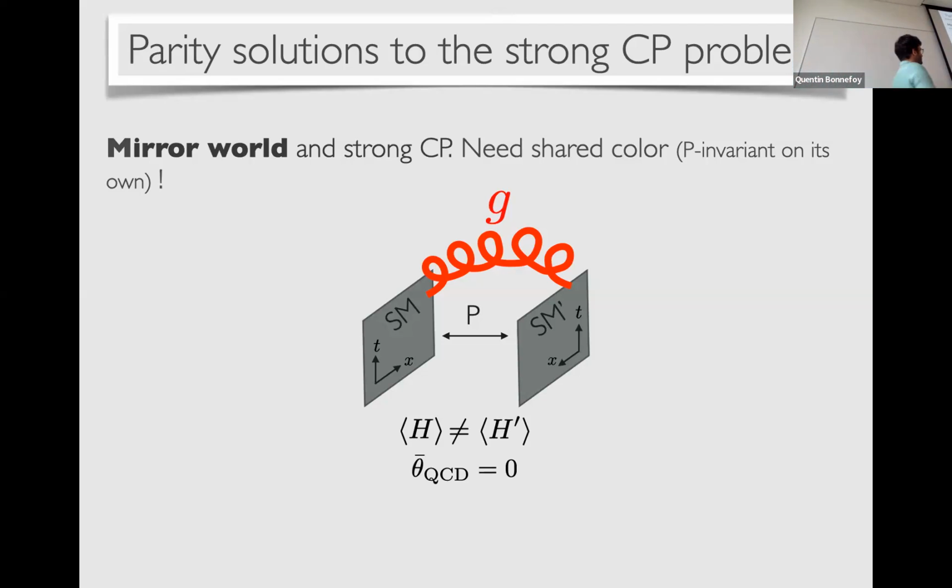And then, of course, since you have colored particles here, you want the two Higgs to have different vevs, simply because we haven't seen those new colored particles, and you're naturally driven to the phase where P is spontaneously broken. Good.